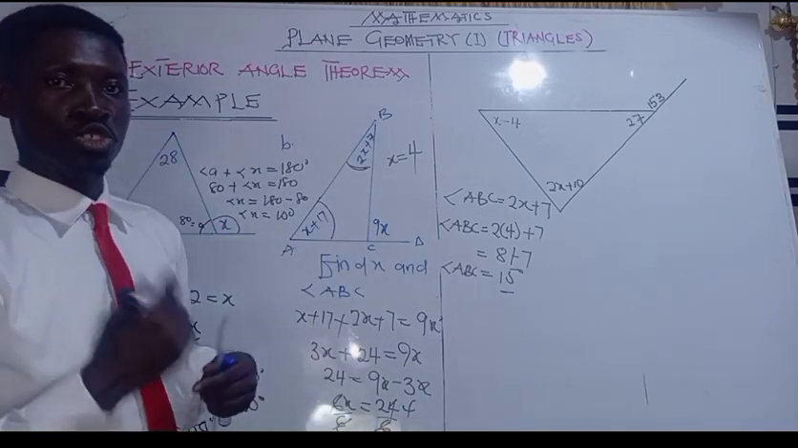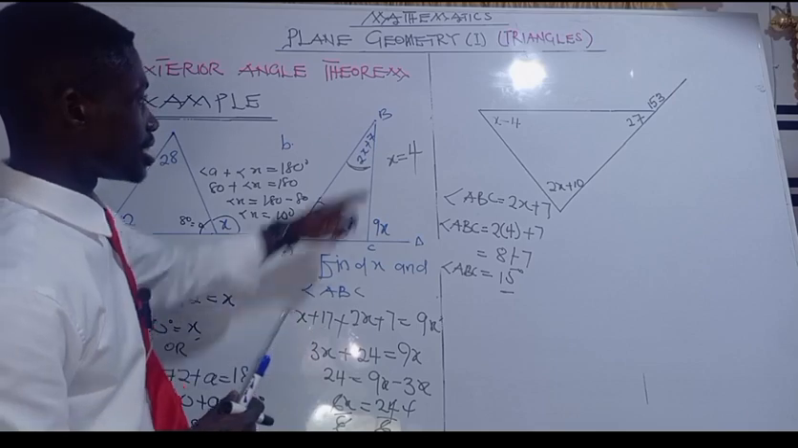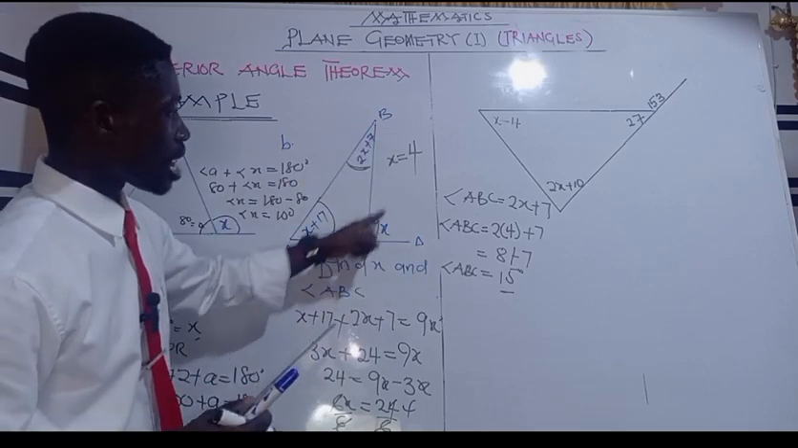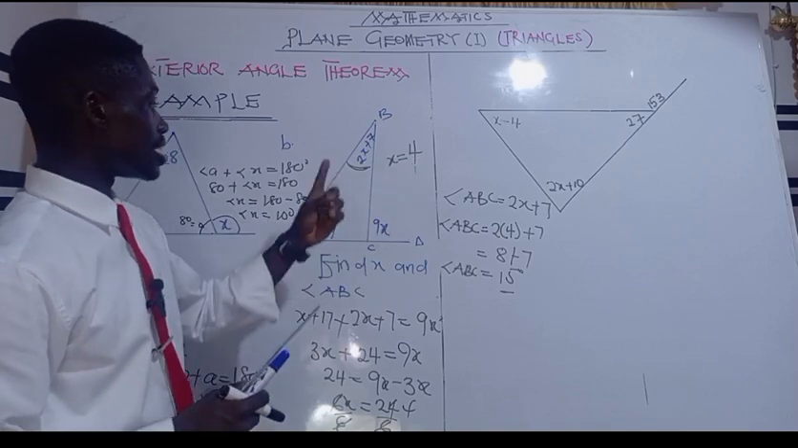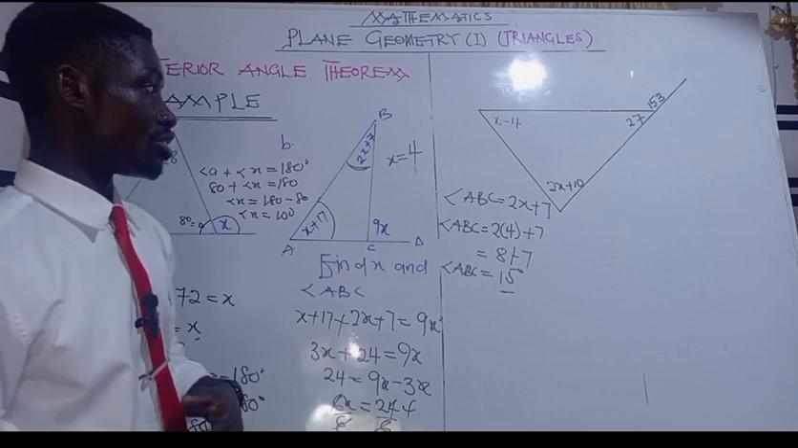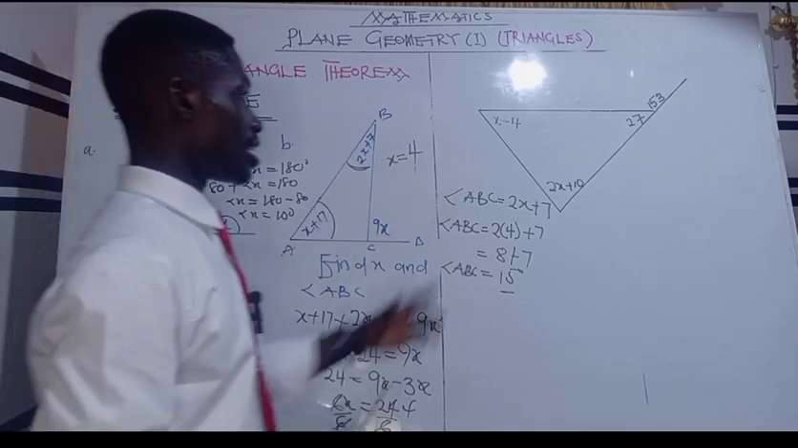Very, very simple. So suppose you are being asked to find angle BCD. You just have to multiply 9 by what? 4 to get angle BCD. Is that clear? Very, very simple. Now let's look at the last example.